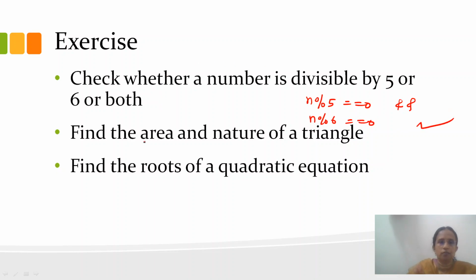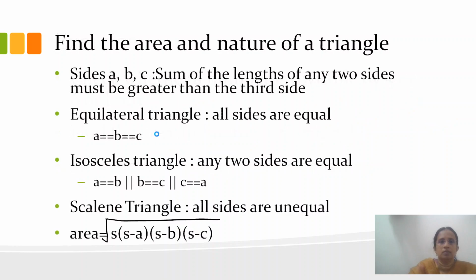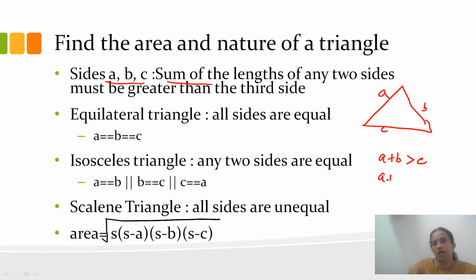The second program is to find out the area and nature of a triangle. Okay, how do we check the area and nature of a triangle? We know that the triangle has three sides A, B, C. And there is a fundamental theorem that the sum of the lengths of any two sides must be greater than the third side. That is, suppose we have a triangle like this. The three sides A, B and C. A plus B should be greater than C. Similarly, A plus C should be greater than B and B plus C should be greater than A. This is a fundamental theorem for making a triangle.